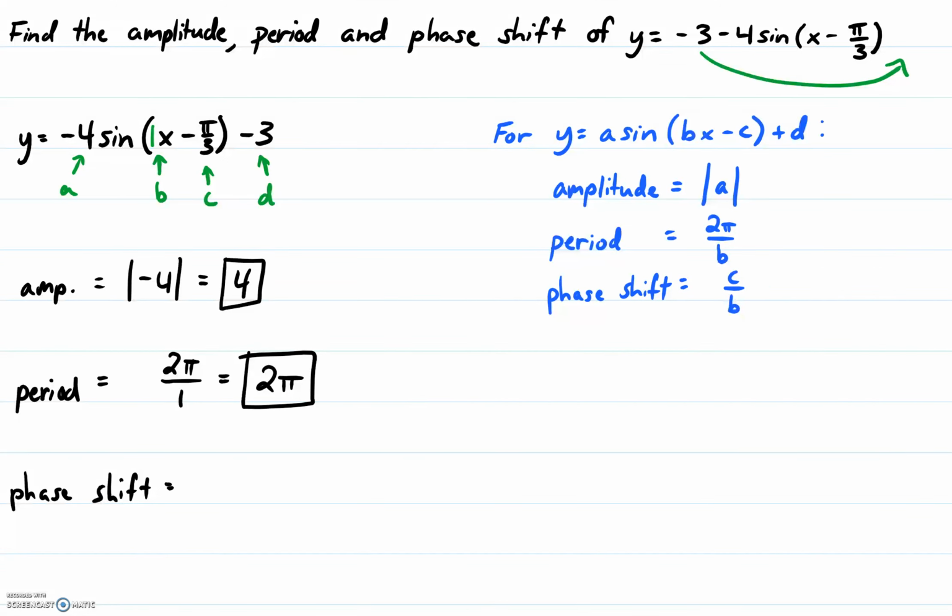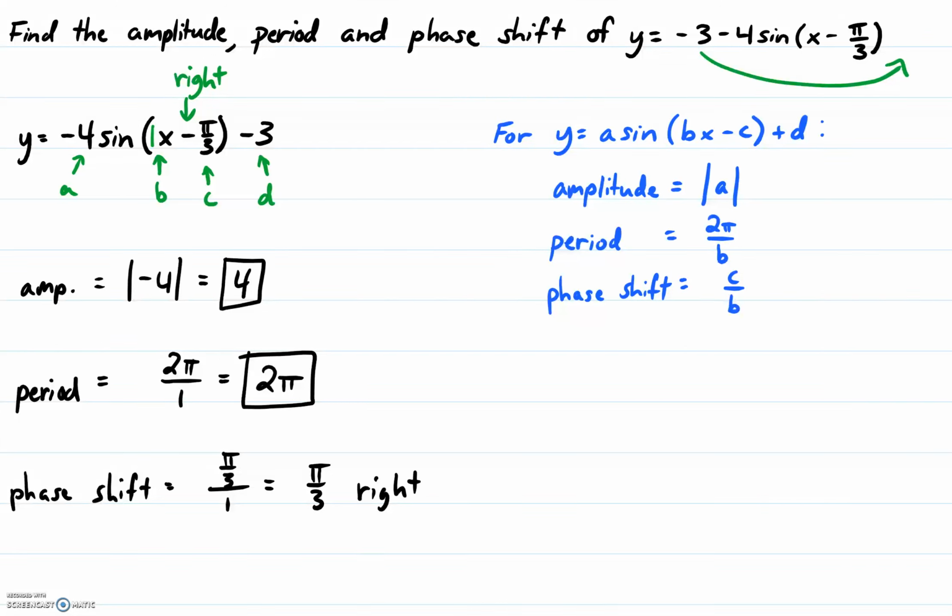But what we do have in blue is that the phase shift is going to be c divided by b, and we know our c is pi over 3, and we know our b is 1. So pi over 3 divided by 1 just gives us pi over 3. And so that means that our whole graph, if you were to visualize this, would be shifted in one direction or the other, pi over 3. But like I said, if we have x minus a number, then we know we're actually going to be going to the right, just like with horizontal shifts of other functions. So our phase shift is pi over 3 to the right.